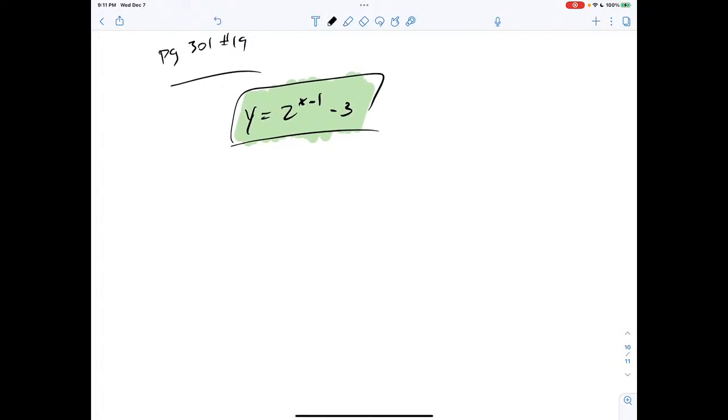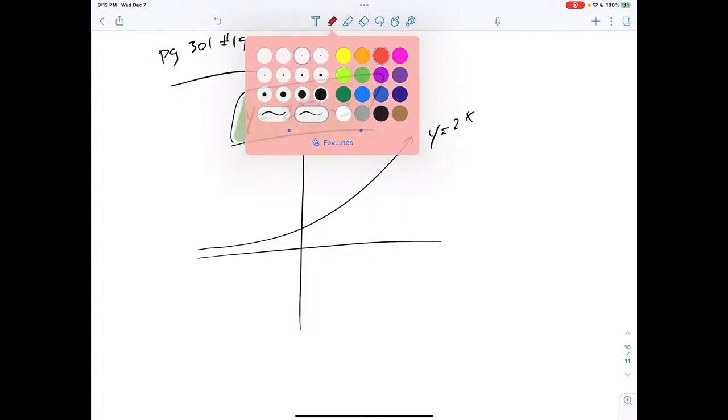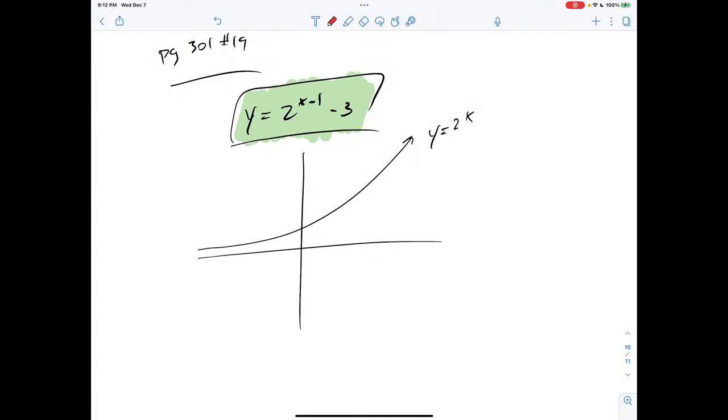So you see with this one here, this is a transformation question. What you want to do is look at your y equals 2 to the x function. This is y equals 2 to the x. Then you apply the transformations to it. My first transformation is the shift. This is going to be a shift 1 unit to the right.